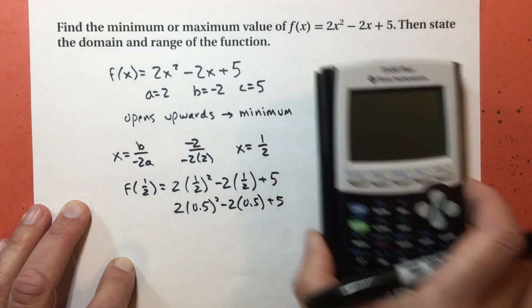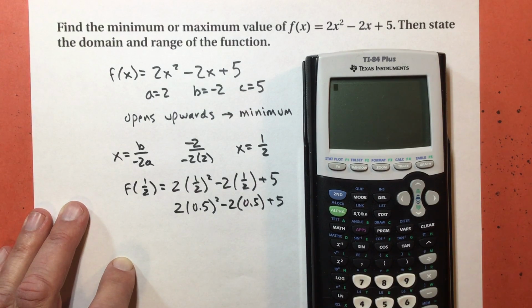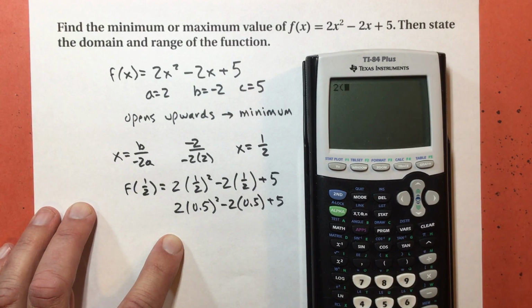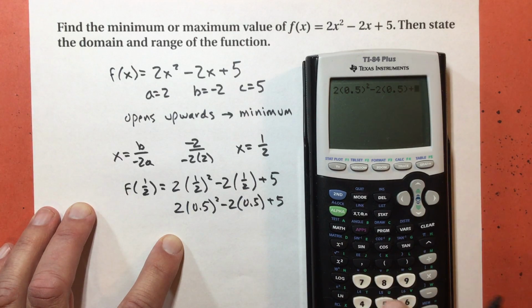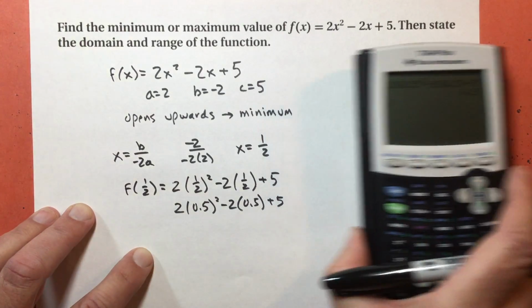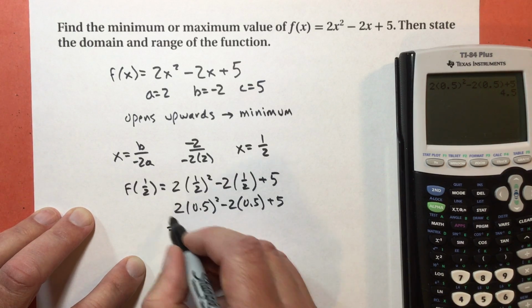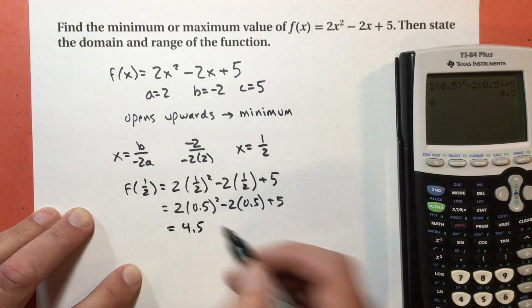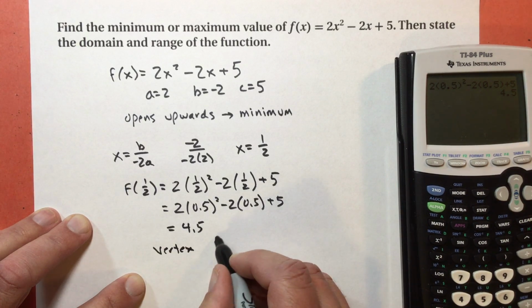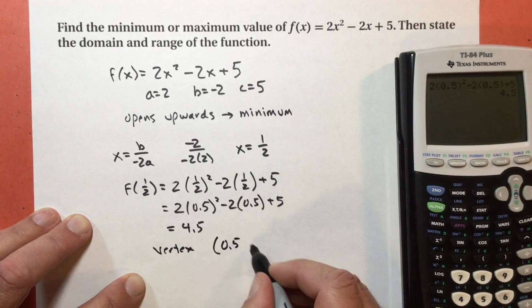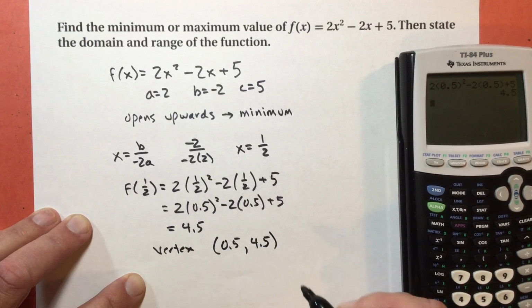I'm not going to panic too much about the arithmetic. I'm going to show you this real quick. 2 times 0.5 squared, subtract 2 times 0.5, plus 5. And I get 4.5. So my vertex is 0.5, 4.5. And this is my minimum.